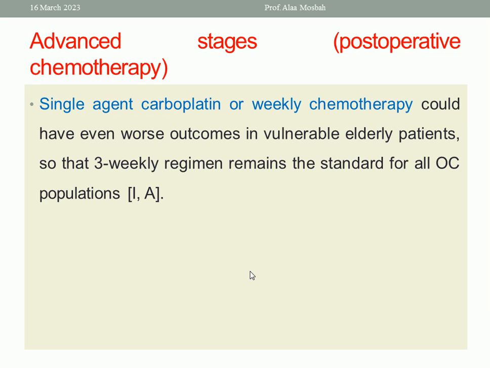What else in post-operative chemotherapy? Single agent carboplatin or weekly chemotherapy could have even worse outcomes in vulnerable elderly patients. So please don't start with single agent or weekly chemotherapy because it has a worse outcome. The regimen should be 3-weekly; the 3-weekly regimen remains the standard for all the ovarian cancer population.